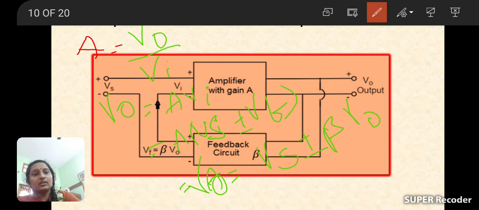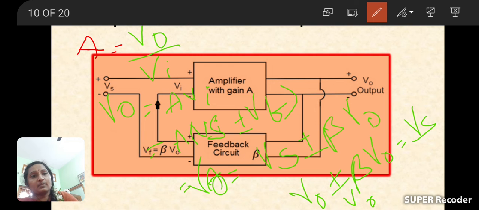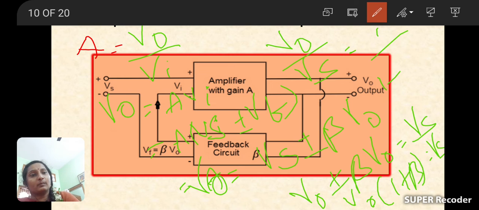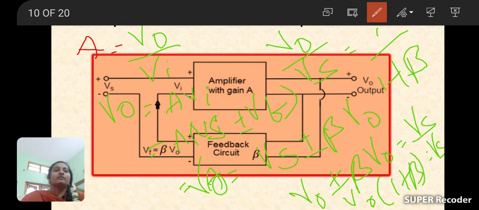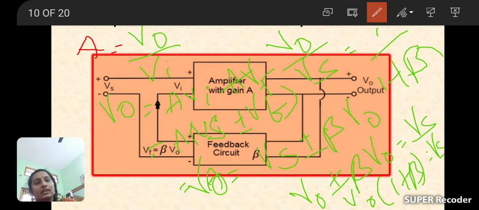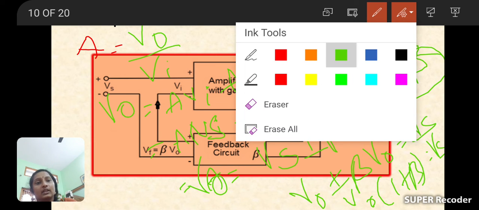Here these two terms are the same, so taking it to this side, V naught plus or minus beta V naught is equal to A Vs. V naught is common, and it is written as 1 plus or minus A beta. So V naught by Vs is equal to A by 1 plus A beta. So what is the voltage gain with feedback, AVF? It is V naught by Vs, equal to A by 1 plus A beta. The gain must be reduced.